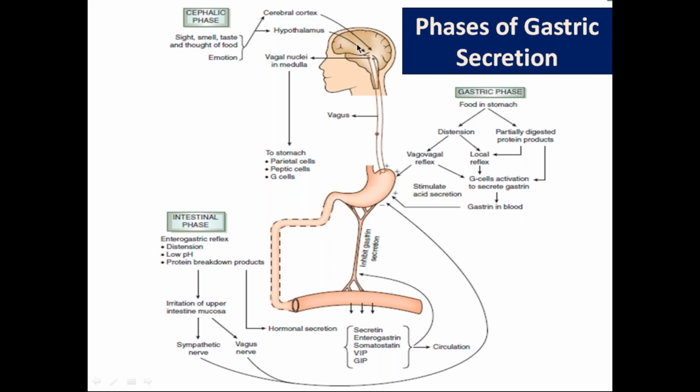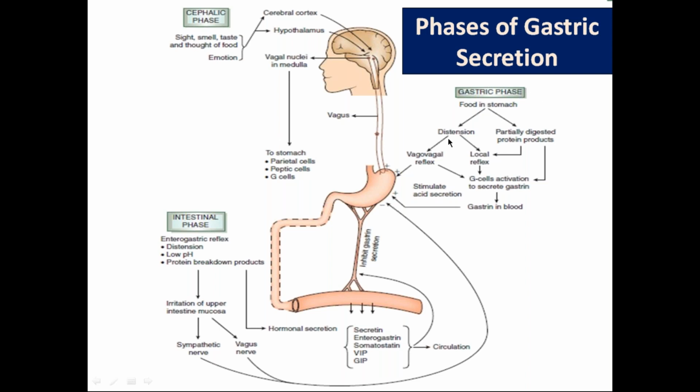It's coming through the higher centers, through emotions or through the amygdala. Then you have the appetite center in the hypothalamus. They act via the vagal nucleus in the medulla, and they cause the release of gastric secretion by these mechanisms.